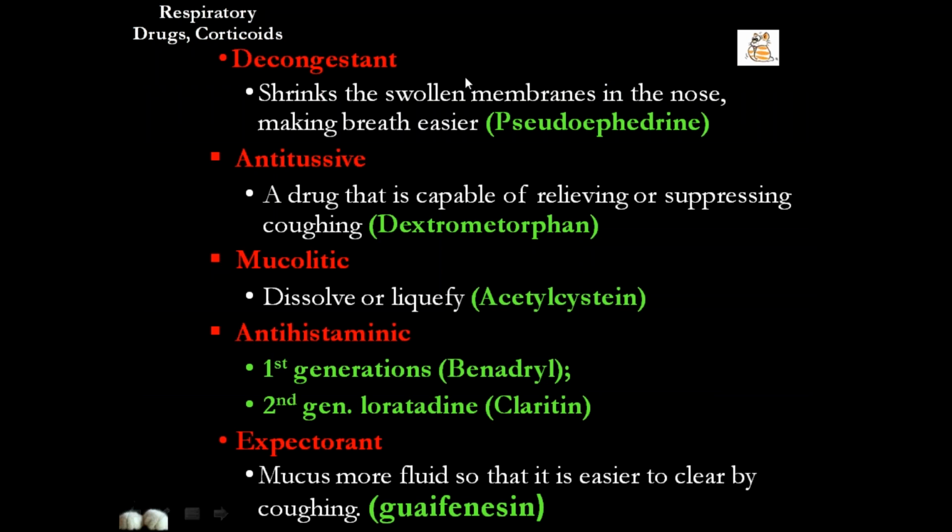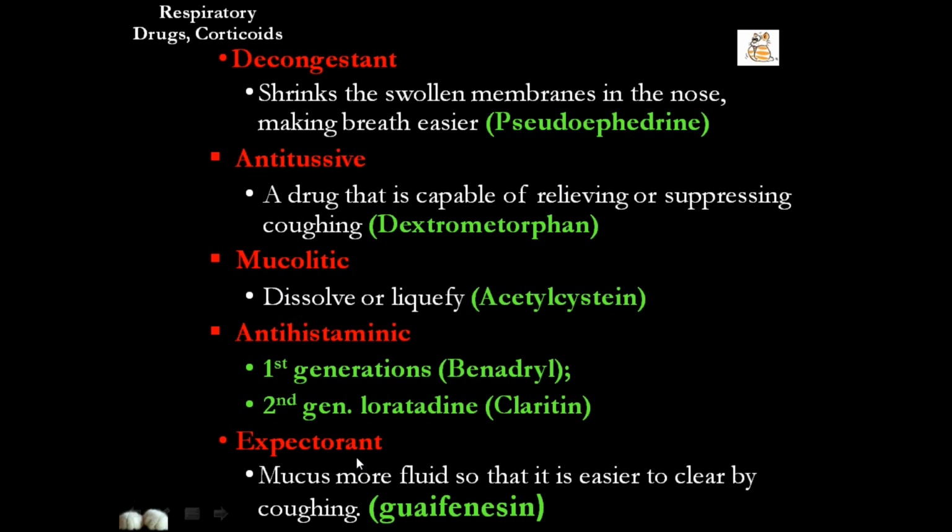Okay, so decongestants. To summarize here, we are going to use pseudoephedrine, that is an alpha-1, right? Alpha-1, that is a vasoconstrictor. We have antitussive, dextromethorphan. We have the mucolytic, acetylcysteine. Antihistaminic, Benadryl, Claritin, and the expectorant, guaifenesin. All right, so one thing I want to remember is the difference between mucolytic and expectorant.